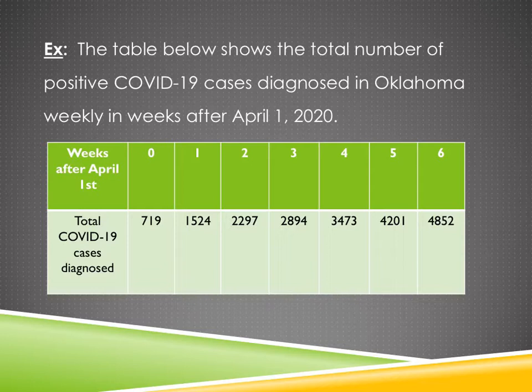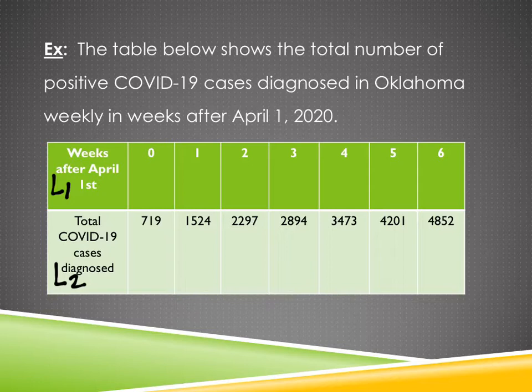What you're seeing here is 2 sets of data. The first one is going to go in the list L1, and the second is going to go in your list L2. So you're going to go down your L1 list and type in 0, 1, 2, 3, 4, 5, and 6. And then over in L2, you're going to type the COVID-19 case numbers, which are the larger ones: 719, 1524, 2297, 2894, 3473, 4201, and 4852.